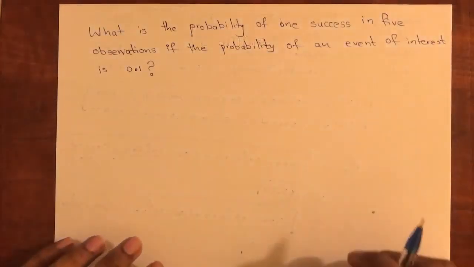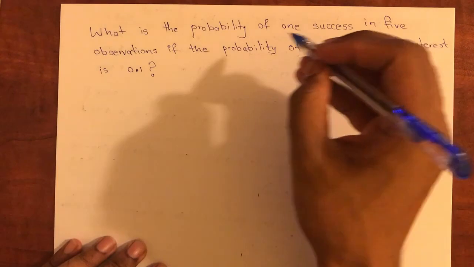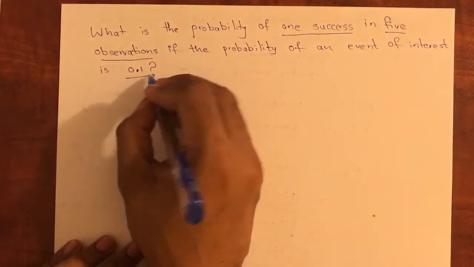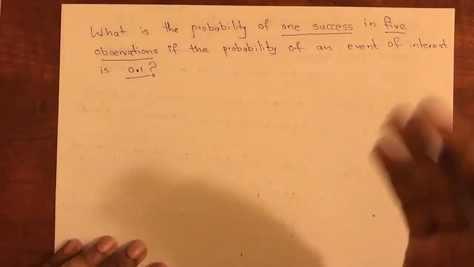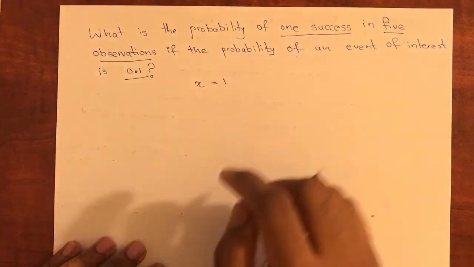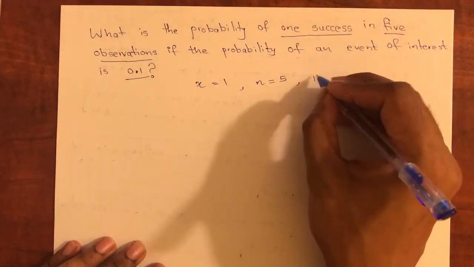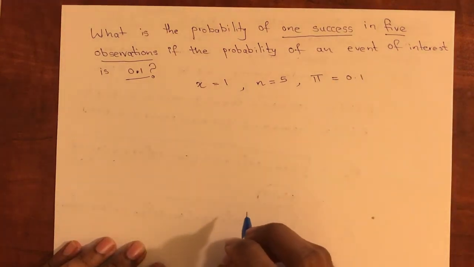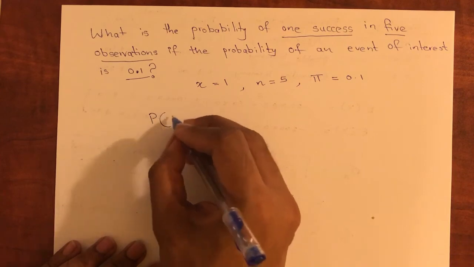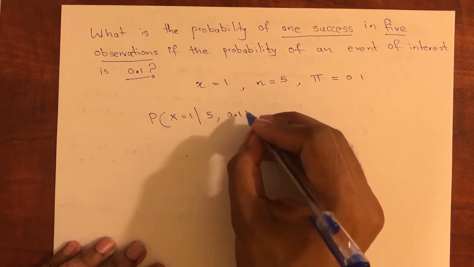So how do we go about calculating this? Well, it says what is the probability of one success in 5 observations if the probability of an event of interest is 0.1. What is the probability of one success, right? In 5 observations, okay, if the probability of an event of interest is 0.1. What is the event of interest? This success, something which is successful. So first we note down: x is 1. It is the one success. And then I have 5 observations, so n equals 5. And the probability of the event of interest is pi, that is 0.1. So what is my probability distribution function pertaining to binomial distributions? Well, it is the probability of x equals 1, given that I have 5 observations and the probability of an event of interest is 0.1.